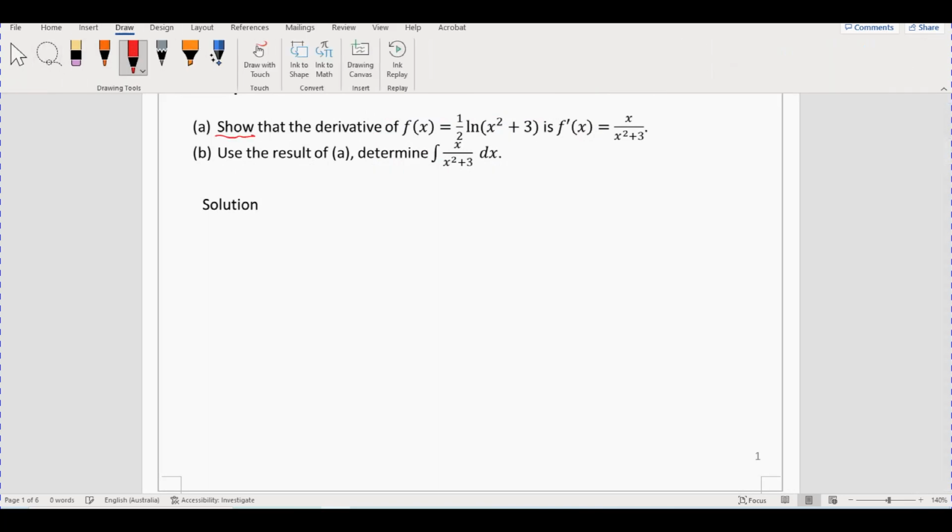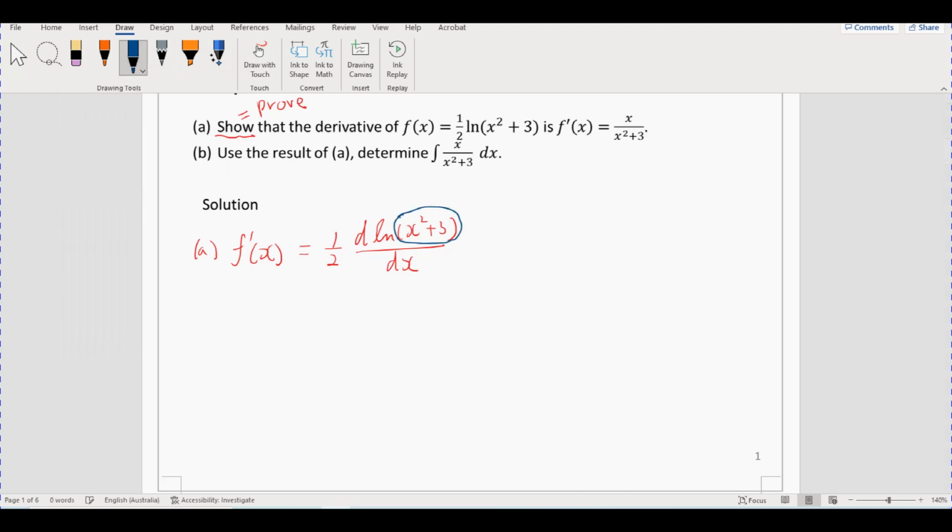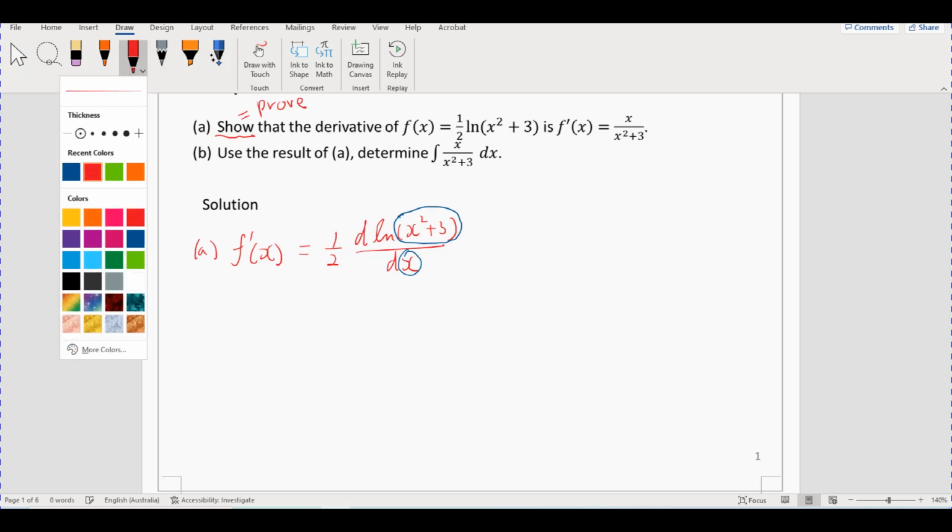The keyword here is show. Show just means prove. So I need to prove that the derivative of such an f(x) is x over x squared plus 3. Let's do the differentiation. When we do the differentiation, we can kick that half out of the differentiation sign. We all know that you can't do it straight because the content inside the logarithm is different to x, so you can't go straight on this. So what I'm going to do is to apply the chain rule.